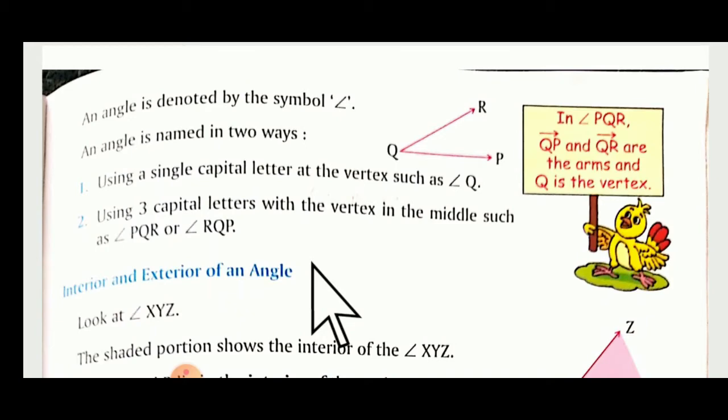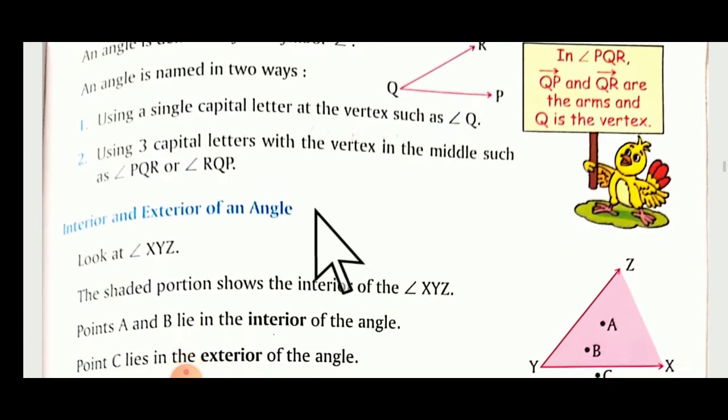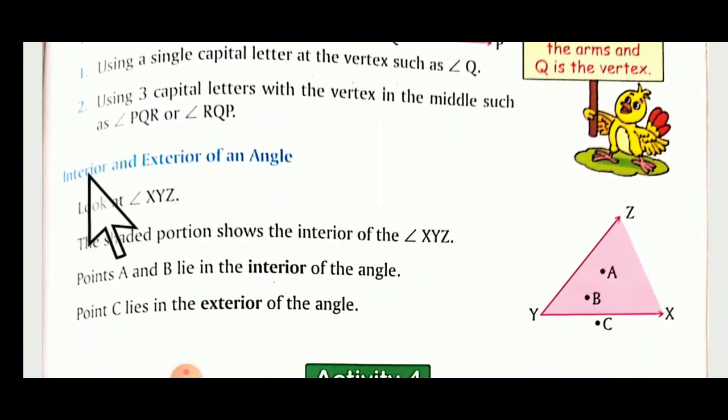How do we denote it? An angle is denoted by the symbol, see this, that has been drawn for you. An angle is named by two rays, the first ray and the second ray, using capitals. See this Q, we call it the angle, QR is a ray as well as QP is a ray. The space between these two rays we call the angle, using three capital letters with the vertex in the middle, such as angle PQR or angle RQP.